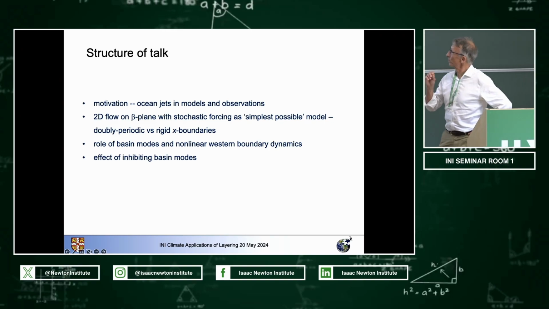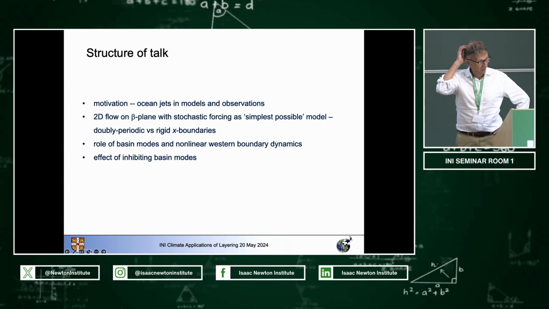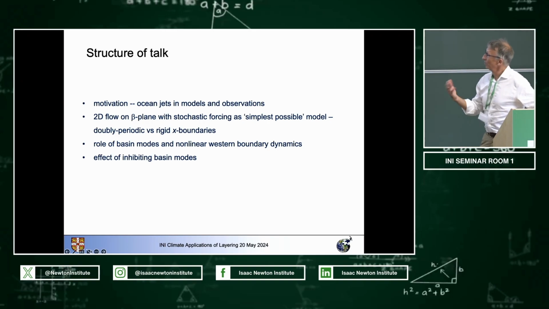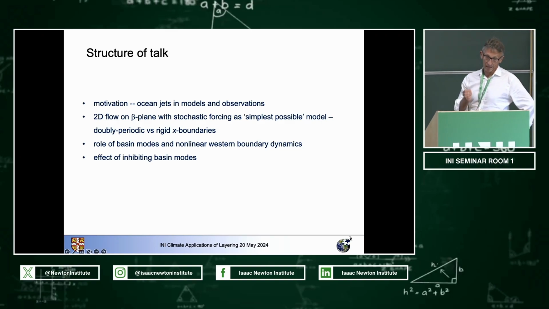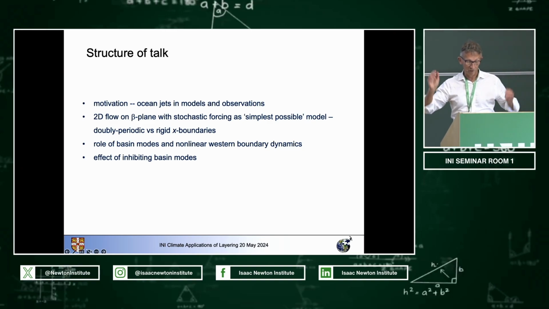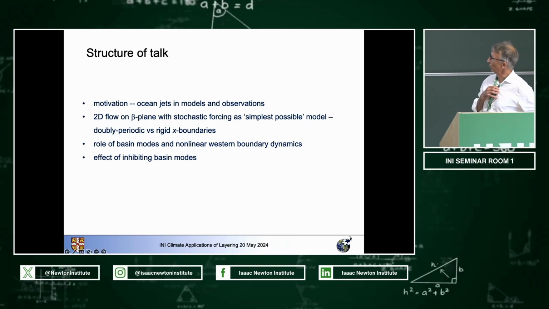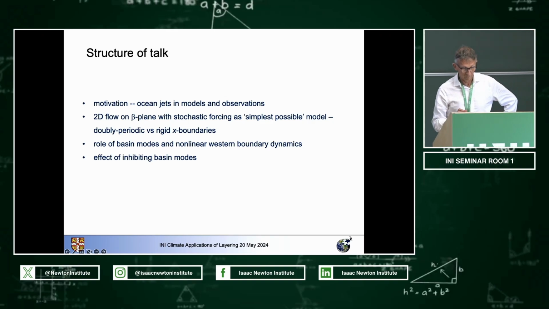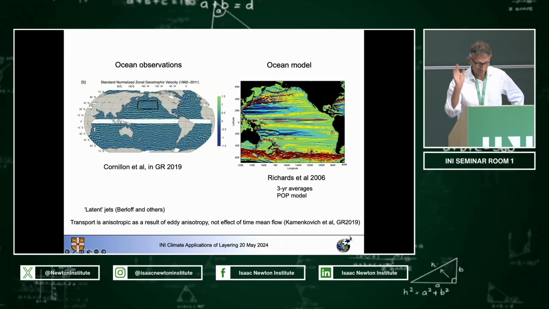First of all, I'm going to motivate this by talking about work that other people have done, ocean jets in models and observations. Then I'm going to go to the simplest possible model, 2D flow on a beta plane with stochastic forcing, and talk a bit about the difference between the doubly periodic case that is being studied a lot, and the case with rigid boundaries, X boundaries, which from the theoretician's point of view is the ocean-like case. Then I'll talk a bit about basin modes and nonlinear western boundary dynamics, and at the end I'll talk about what happens if one inhibits basin modes.